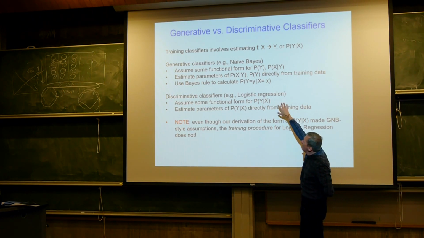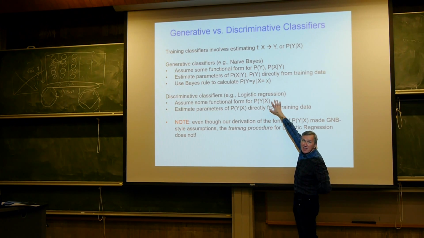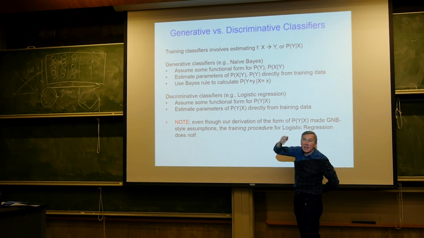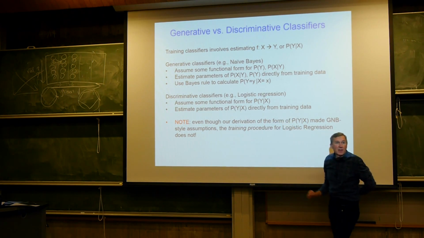On the other hand, in contrast, if we have a discriminative classifier, such as logistic regression, then we just instead assume some form for P of y given x. And that's what we did. And then we directly estimate those.